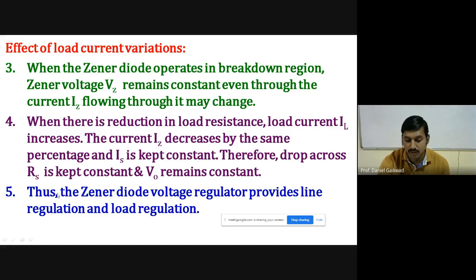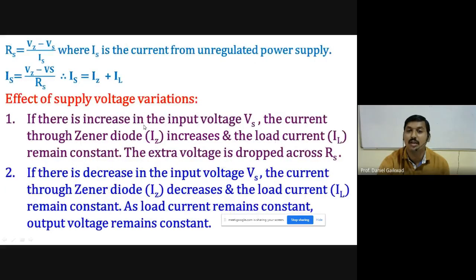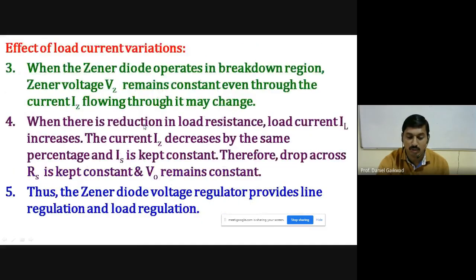Okay. Thus, the Zener diode voltage regulator provides line regulation and load regulation. This part is called load regulation, and the previous part is called line regulation. It is one of the important topics, and the question will be asked a number of times: explain the Zener diode as a voltage regulator with the help of a neat circuit diagram. You have to draw the diagram and the description; it carries a 3 marks or 4 marks question.